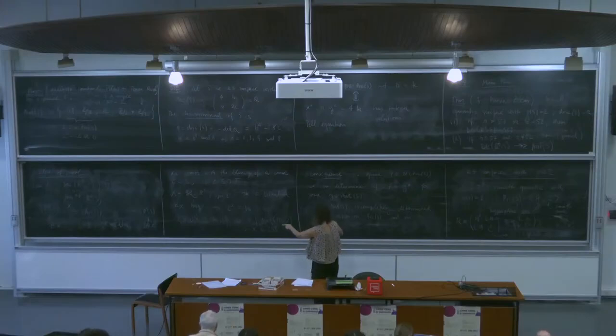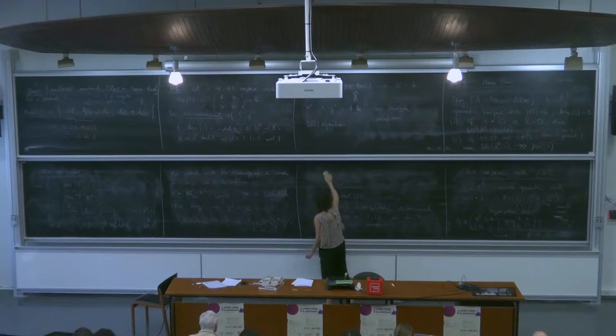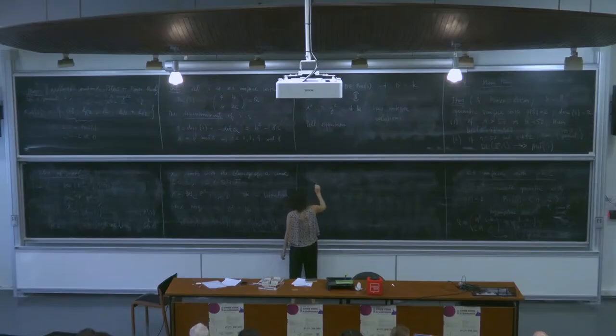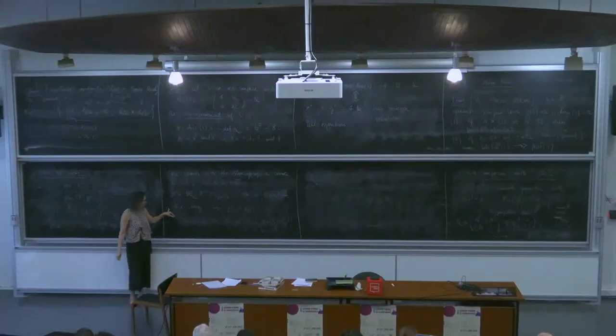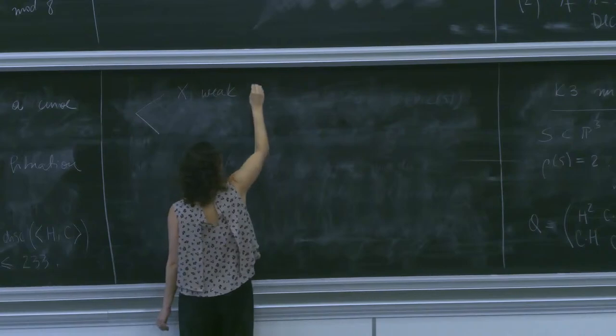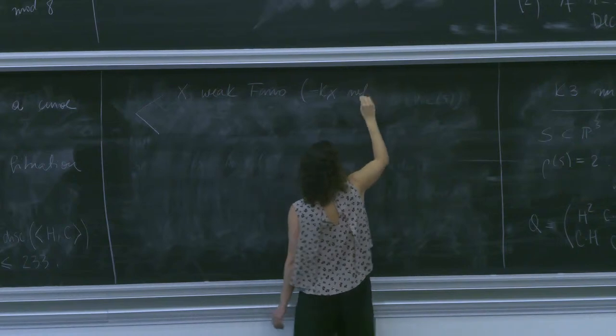Okay, but now we will do a deeper analysis of this curve C. Now, be a bit quick here. So there are two possibilities for C. Either C is such that the anticanonical class is nef. So in this case, X is weak Fano, that is, minus K_X is nef and big.